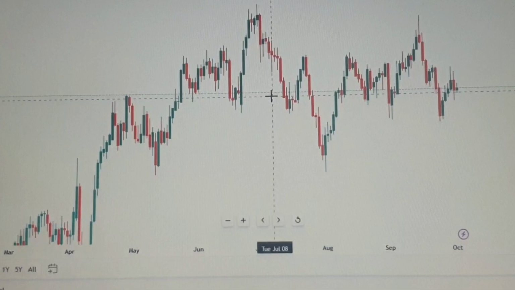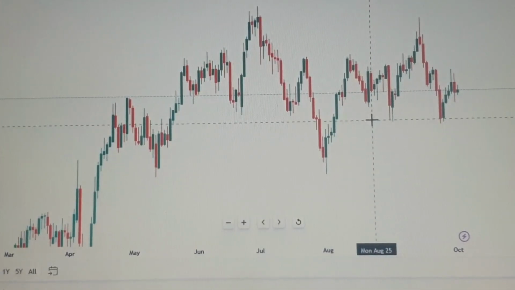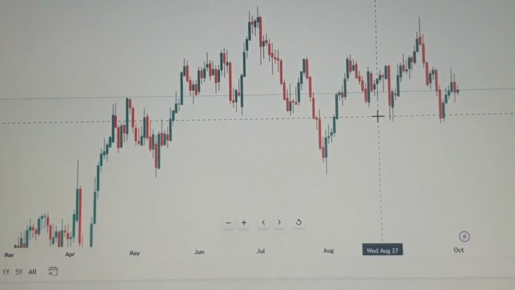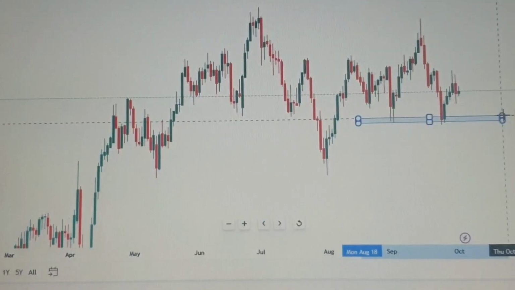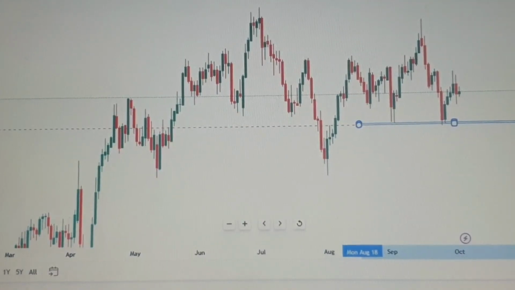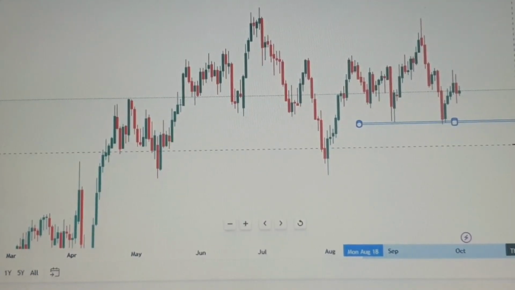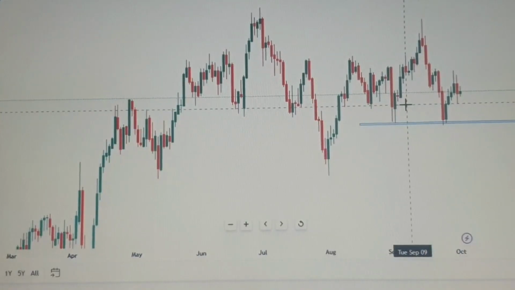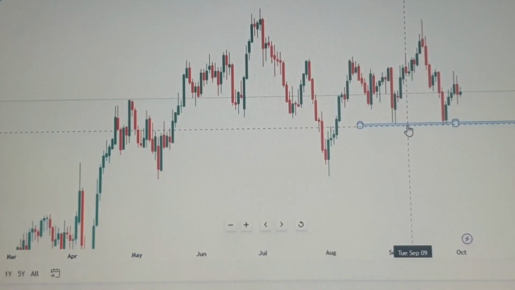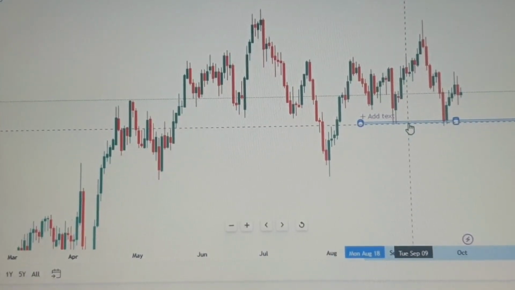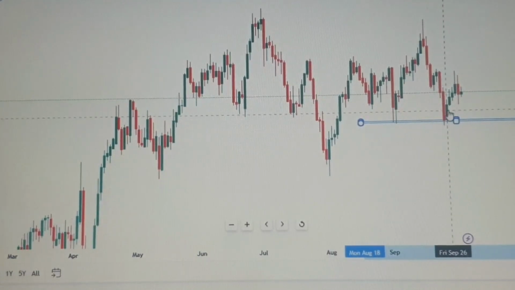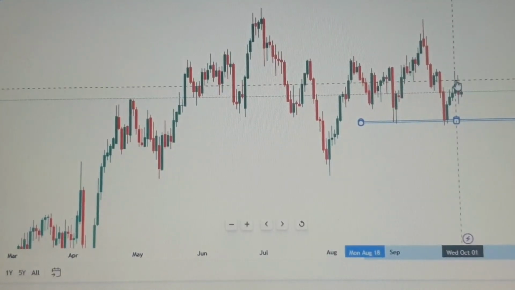This is GBPUSD on the daily time frame. So this is what I do, guys. This is my number one key structure, you understand? So I know this, and this is just like a double bottom, you understand? That was what reversed the market upward.